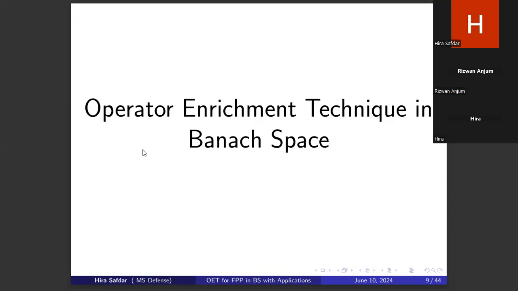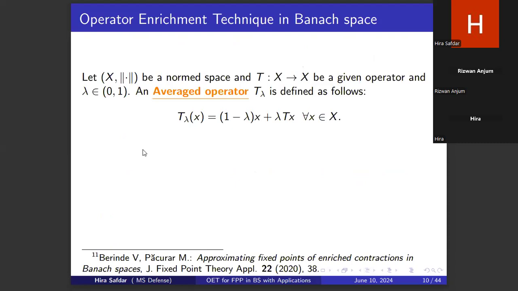Next section is about the operator enrichment technique in Banach space. So here we need the concept of average operator, where T is a map from X to X. An average operator T lambda is defined as follows, where T lambda x is the convex combination of x and Tx.